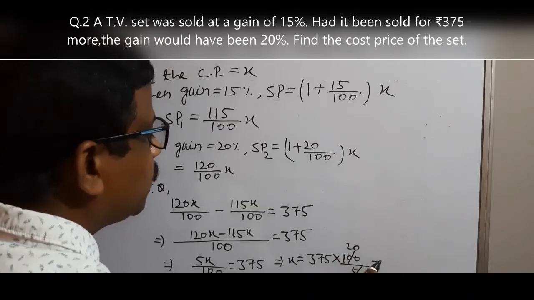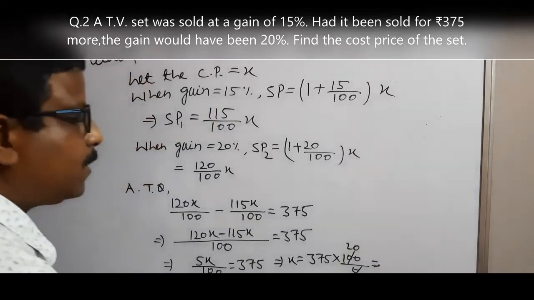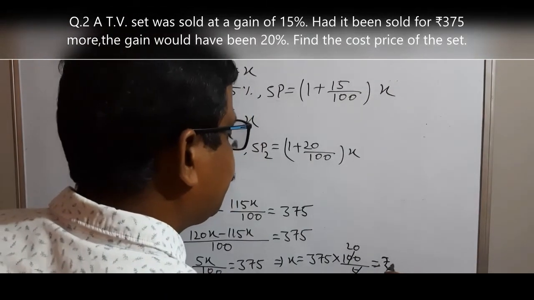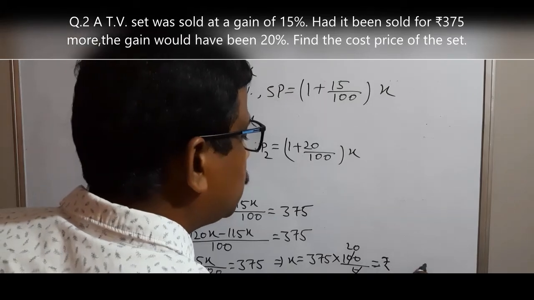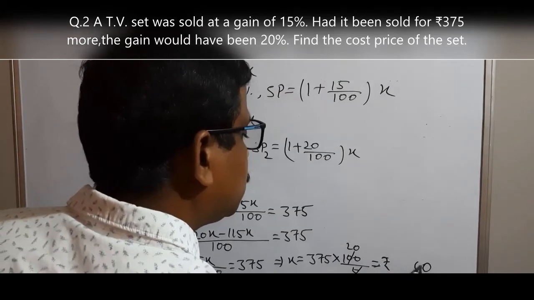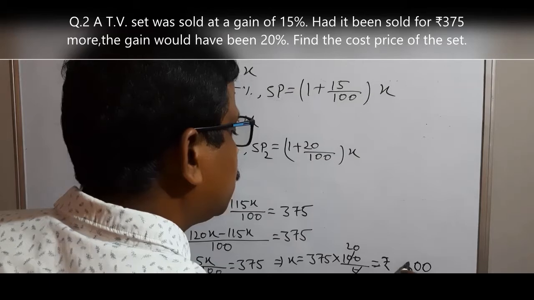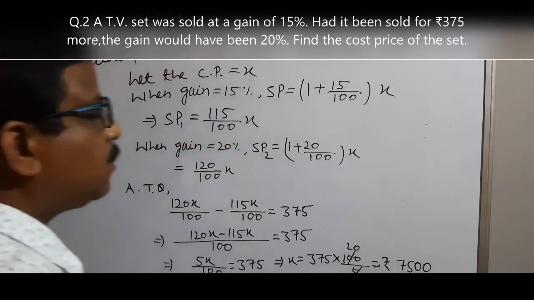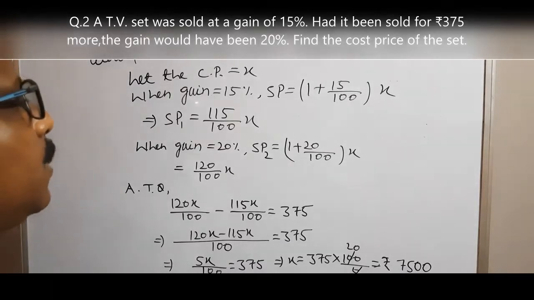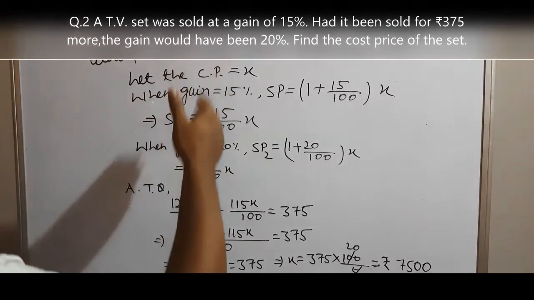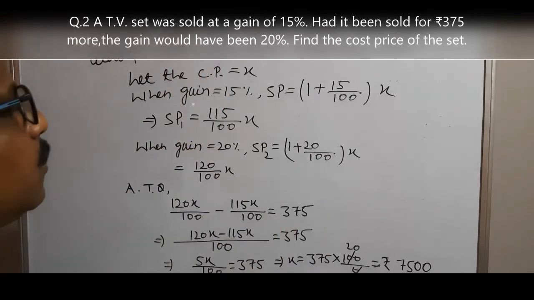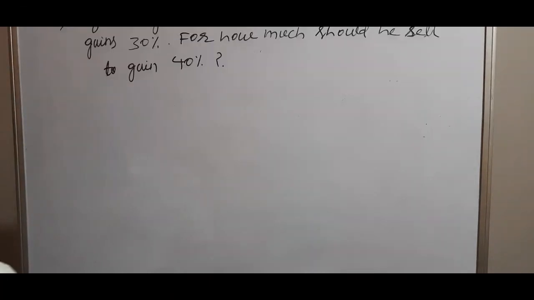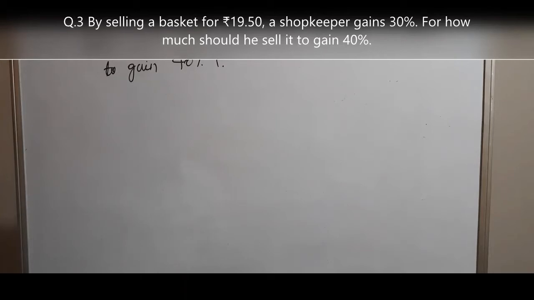Cancel 20. If we multiply, we will get 7500. So rupees 7,500. So x we have taken as the CP. So CP will be rupees 7,500. Understood? Now next question. So third question.